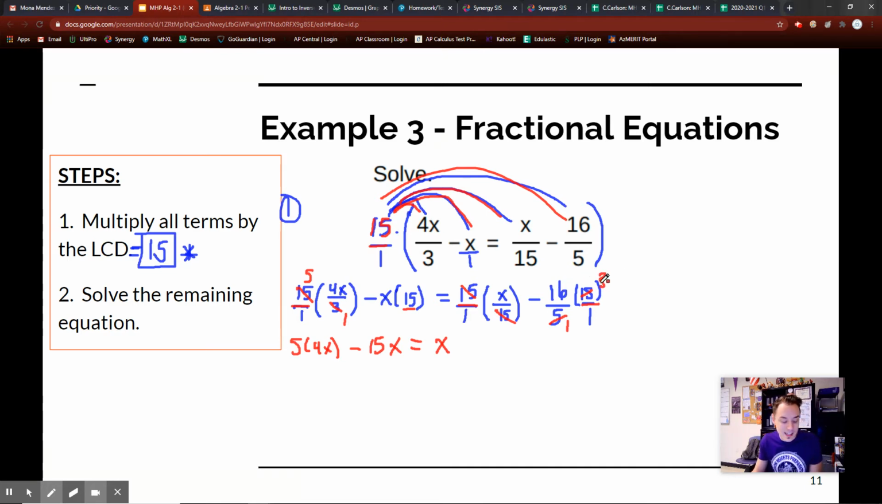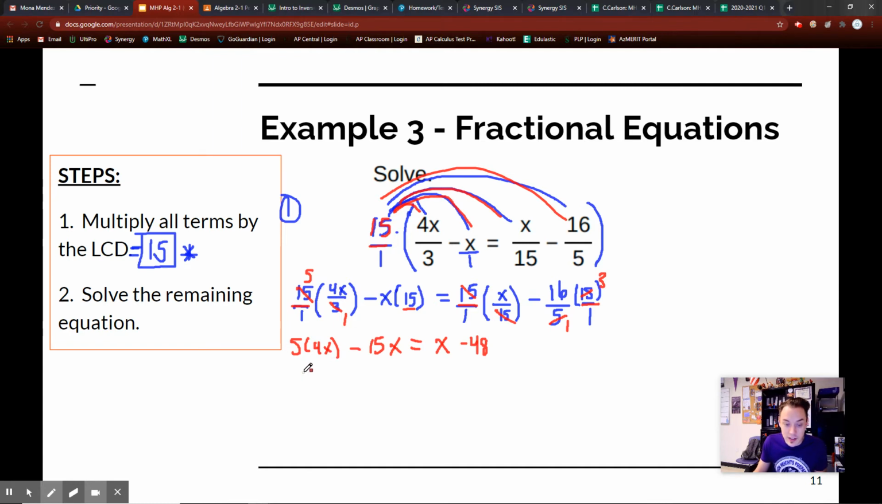So I'm left with negative 16 times 5. What is negative 16 times 5? Negative 16 times 5. Sorry, times 3. Negative 16 times 3 is negative 48.